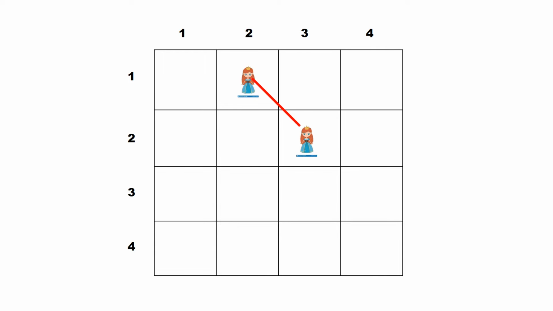This is okay because queens are not on the same row, same column and same diagonal. This is okay, no problem. Second queen we have found a position. Now third queen we shall try to place in the third row.